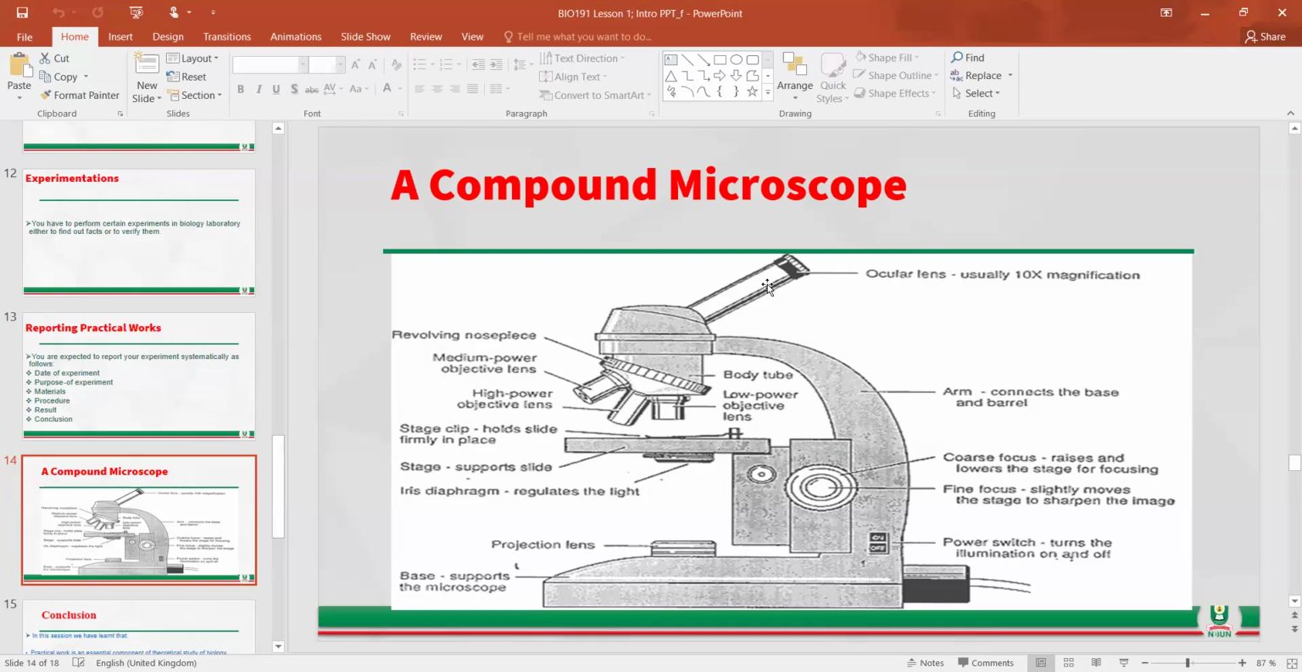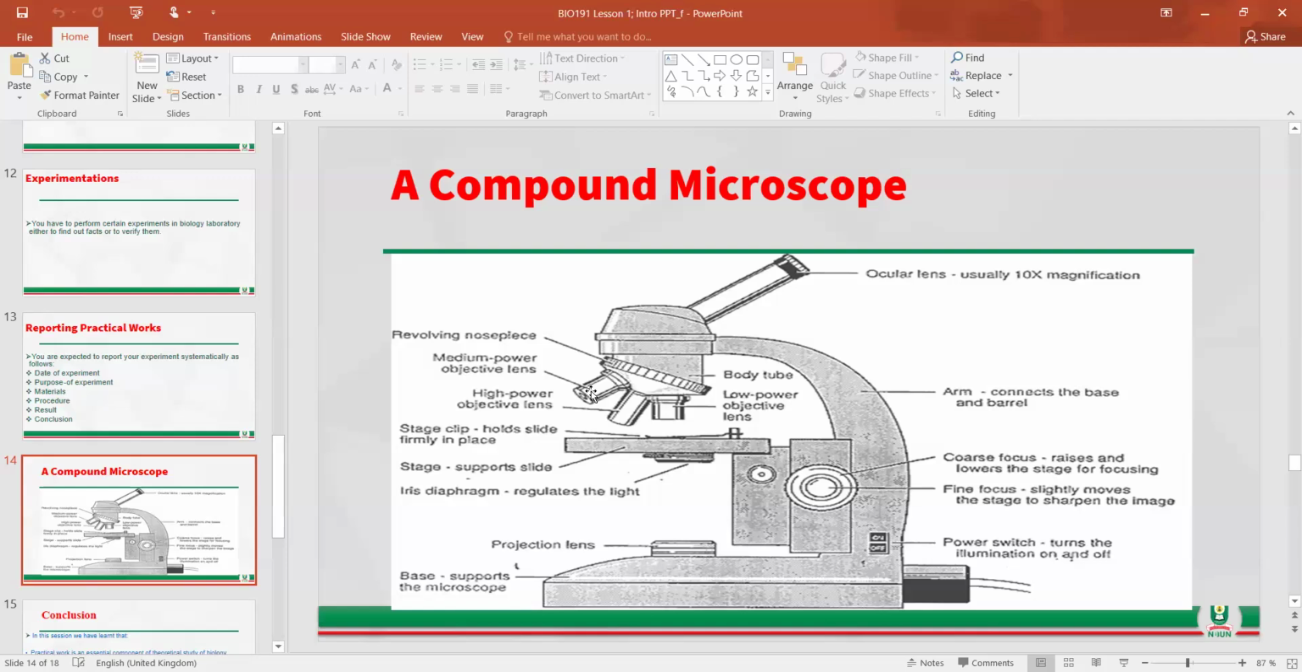Then we have the ocular, that's the eyepiece through which we view. We have the nose pieces of various magnification: 10x, 40x, and 100x. As magnification increases, the size of the organisms or whatever is displayed also increases. We have the arm for carrying the microscope, and we have the base. Carry the microscope with the base and the arm supporting.